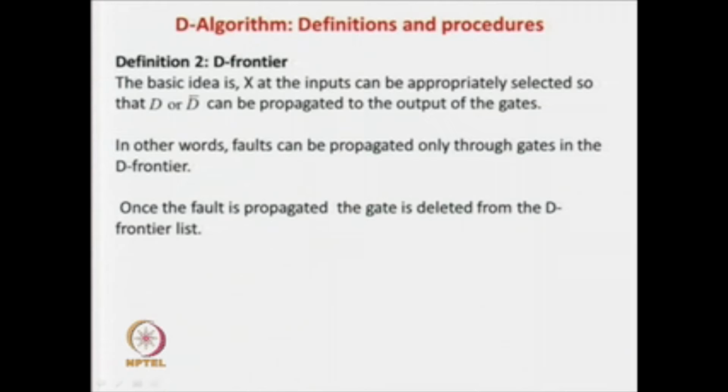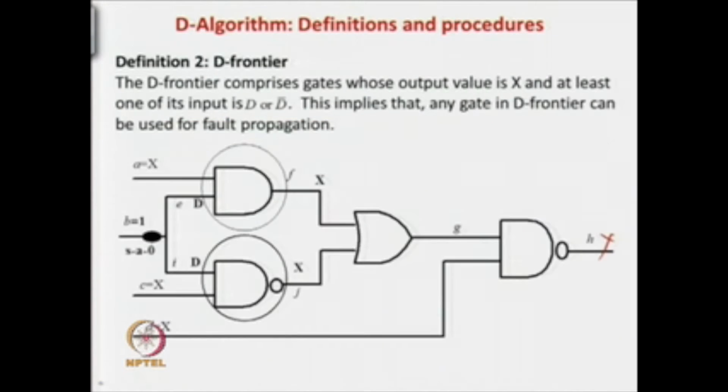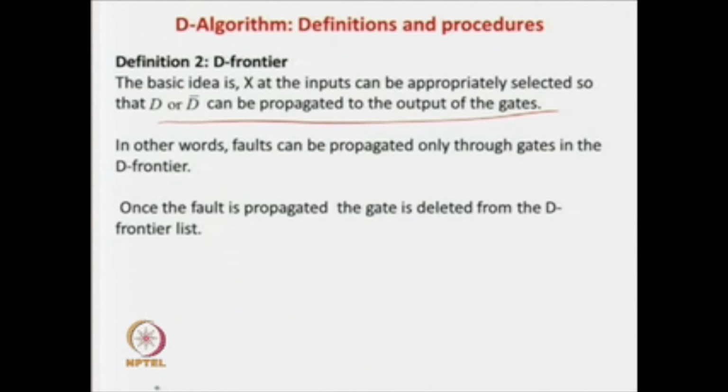What is the basic idea? The basic idea is that x at the inputs can be appropriately selected, so that D or D prime can be computed at the output of the gates. So this x and this x can be controlled in such a way that the effect of D and D prime can be propagated to the output of these gates, which comprise the D frontier. If there is a gate in the D frontier, then we have the scope to set this value appropriately so that the fault effect can be propagated. This is very important.